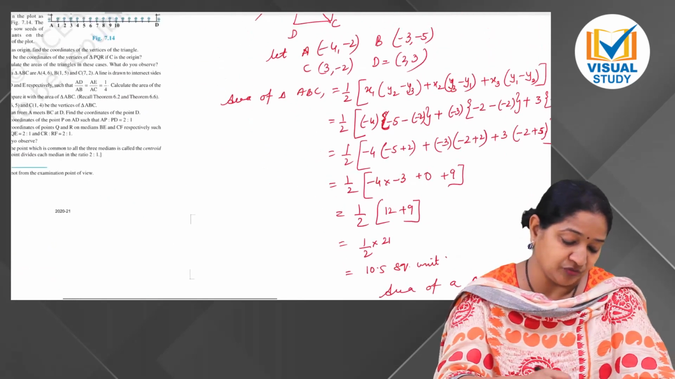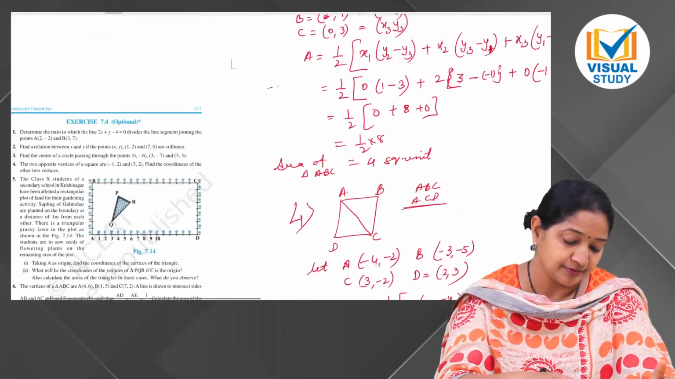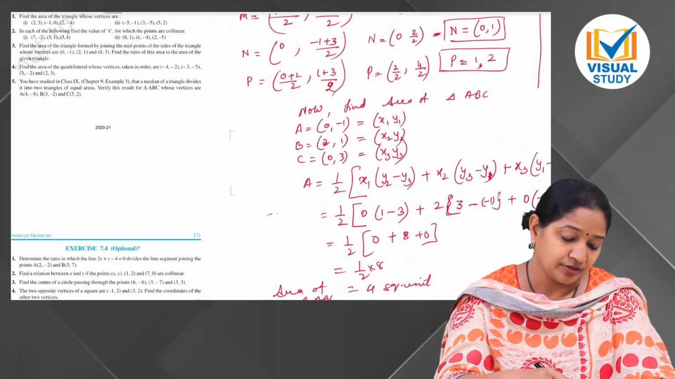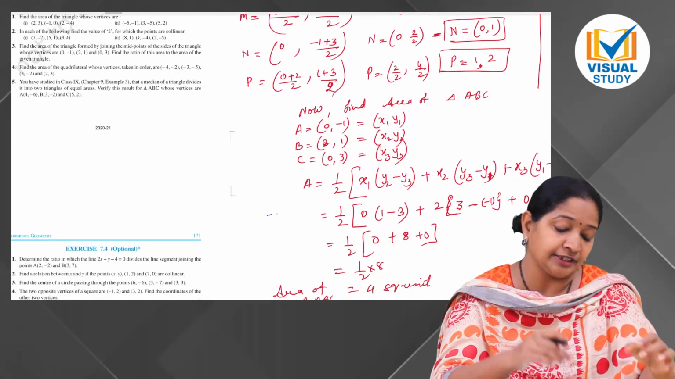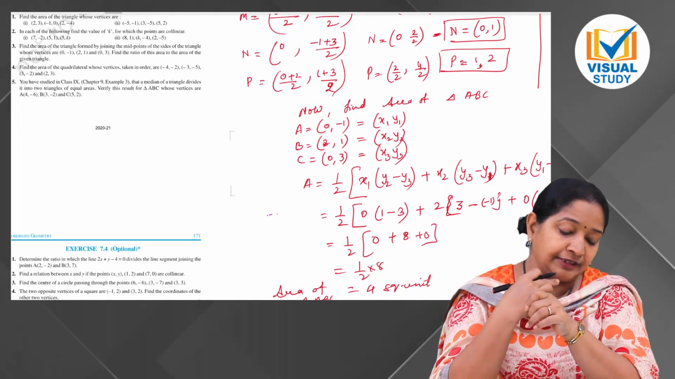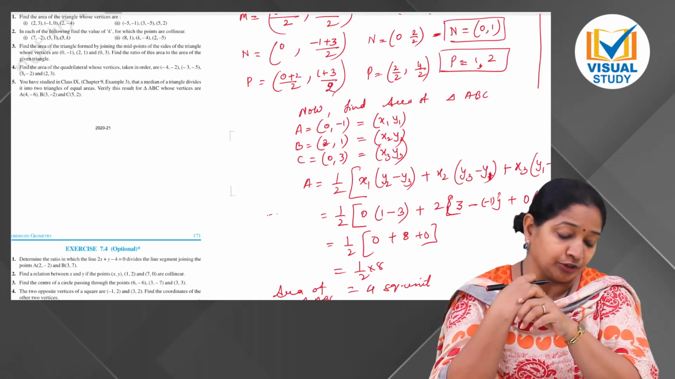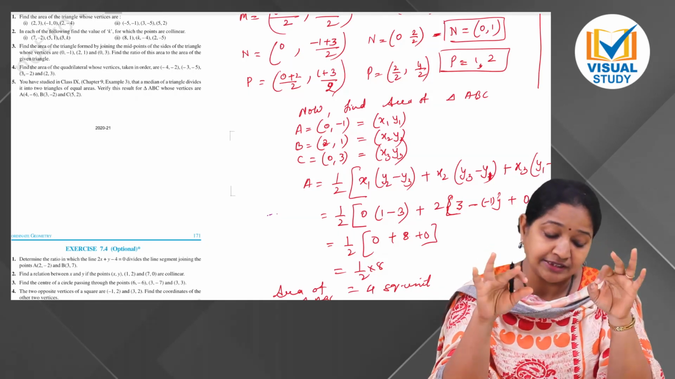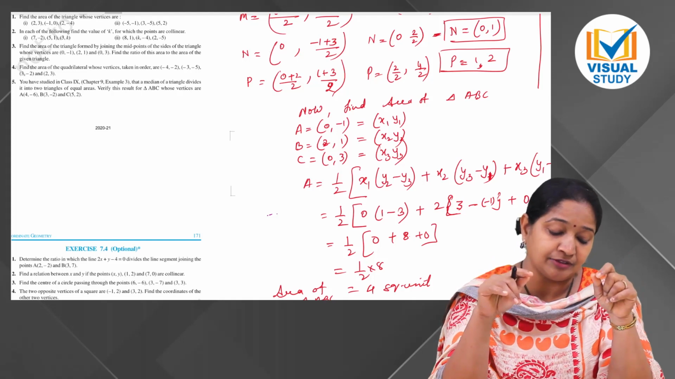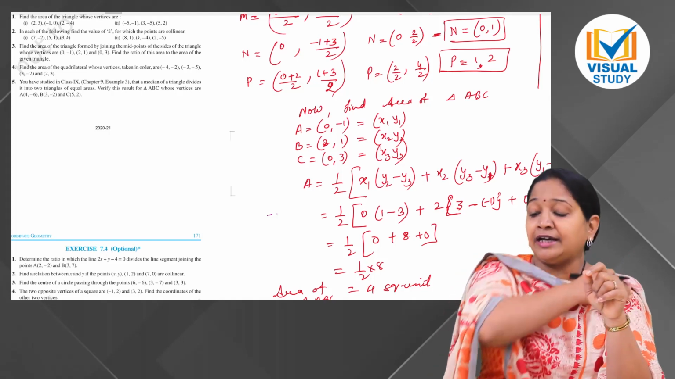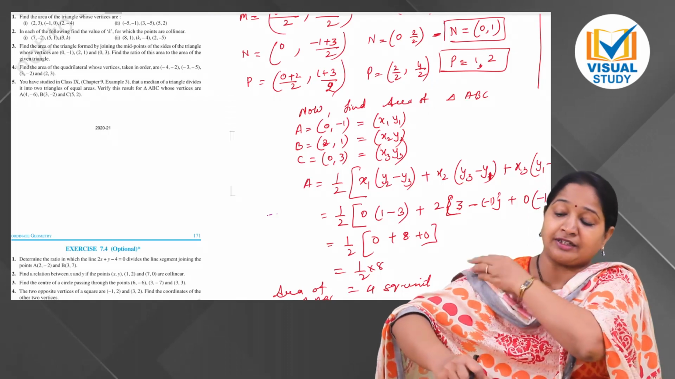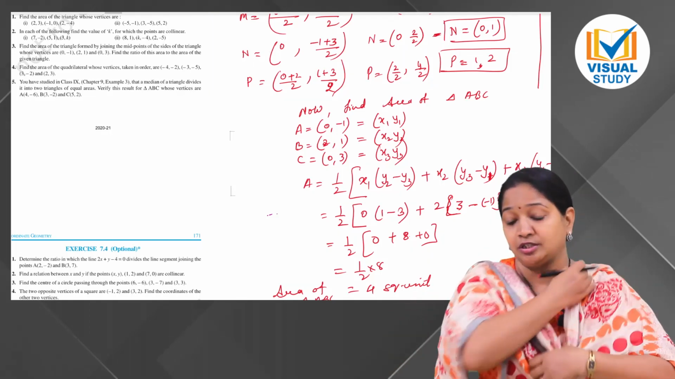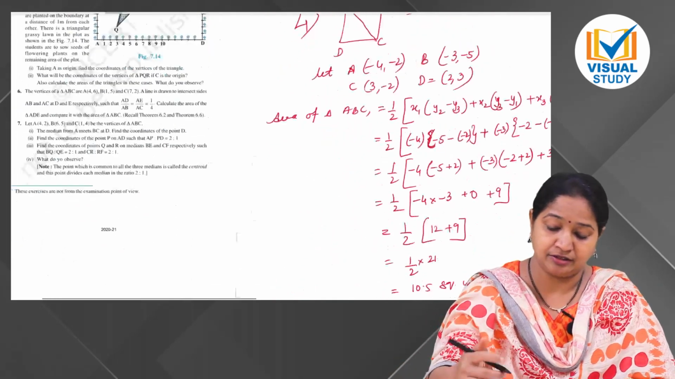Okay, the last sum of this exercise. You have studied in class 10th that the median of a triangle divides it into two triangles with equal area. Verify this result for triangle ABC whose vertices are given. That means when you know that the median of a triangle divides it into two equal areas. Last one.